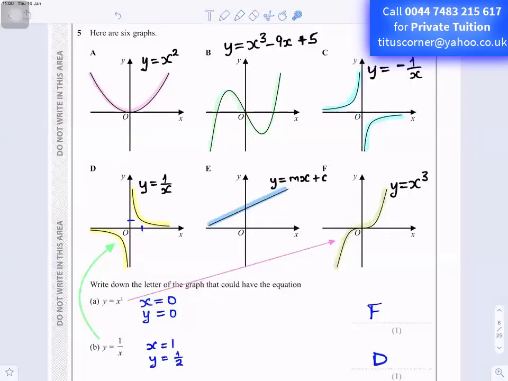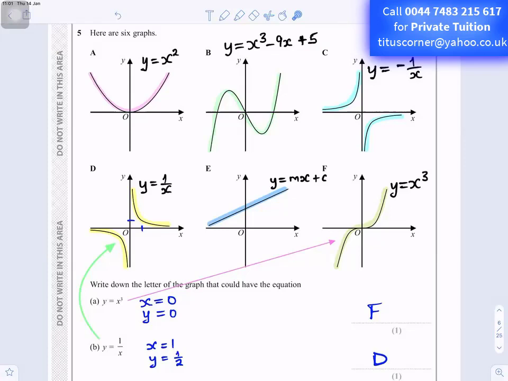Question number 5. Here are 6 graphs. Write down the letter of the graph that could have the equation y equals x cubed for part A. Now, it's important to just remember or know what these shapes or the graphs look like and what their function could be. So the graph A represents y equals x squared. That's the shape of y equals x squared. If you put x is 0, y is 0, it passes through the origin. For B, that's an example of the graph x cubed minus 9x plus 5. That's just an example. For C, it represents y equals minus 1 over x.